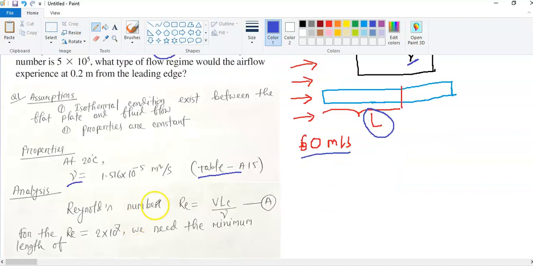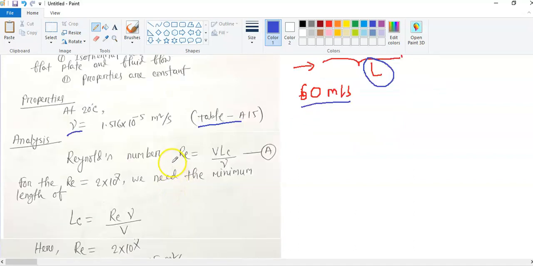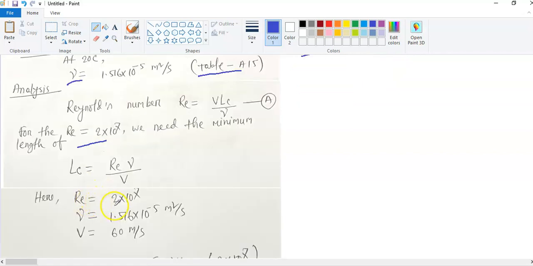So now, how much length do we need to reach the Reynolds number of 2 times 10 to the power 7? What we did here, we just wrote the definition of the Reynolds number, the expression of the Reynolds number, which is V L_c over nu. We know the kinematic viscosity is this, and free stream velocity is this.